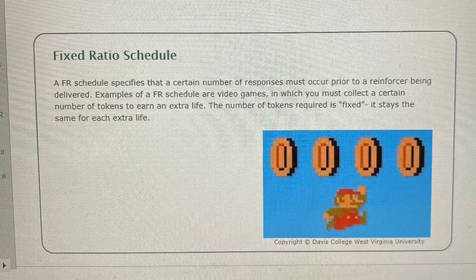Fixed ratio schedule. A fixed ratio schedule specifies that a certain number of responses must occur prior to a reinforcer being delivered. Examples of a FR schedule are video games in which you must collect a certain number of tokens to earn an extra life. The number of tokens required is fixed. It stays the same for each extra life.